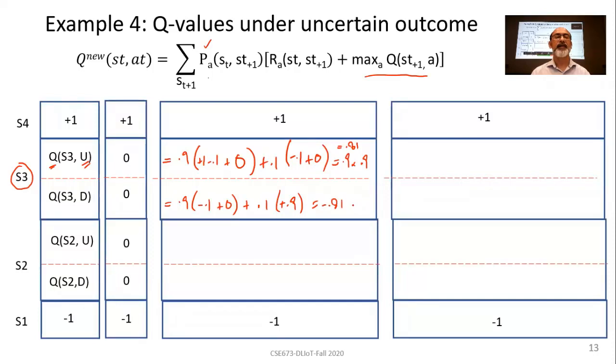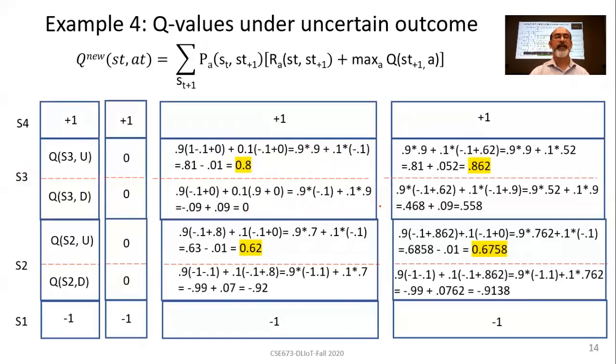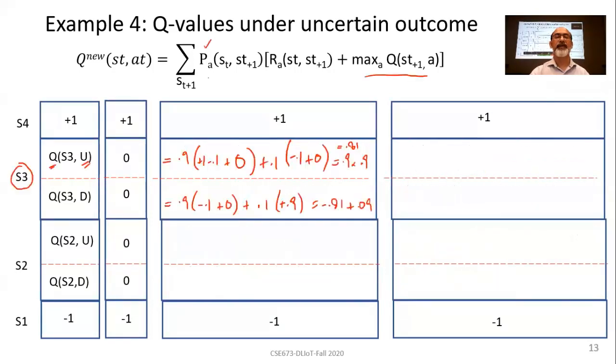plus 0.09. Let me just double check and see if I'm doing it right. Yeah, it seems to be right. 0.9 times 0.9. Okay. What about this one? So let's do this quickly.